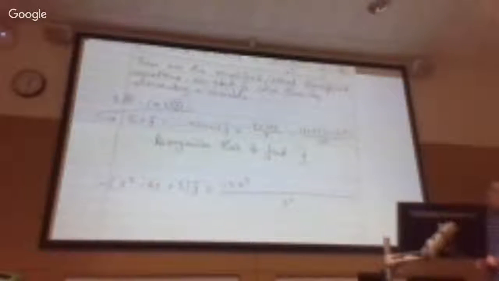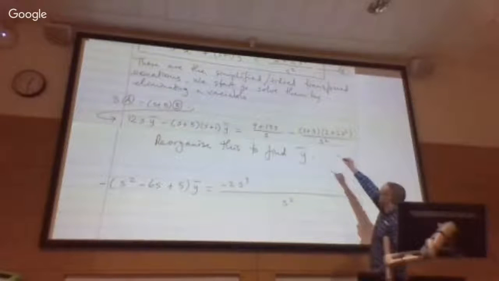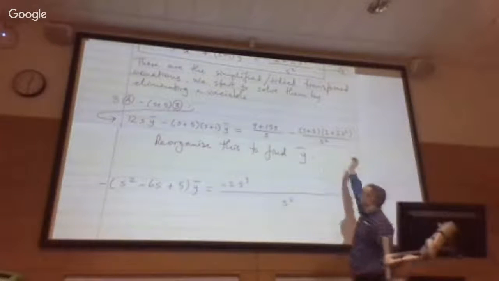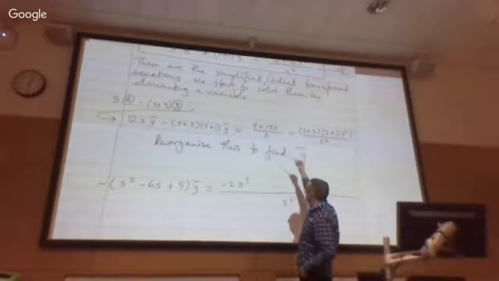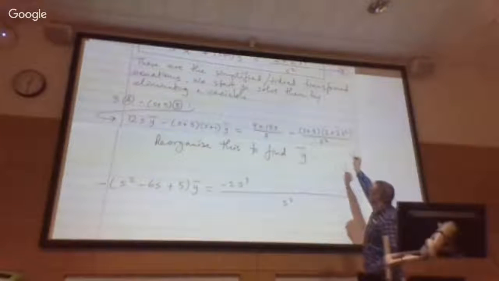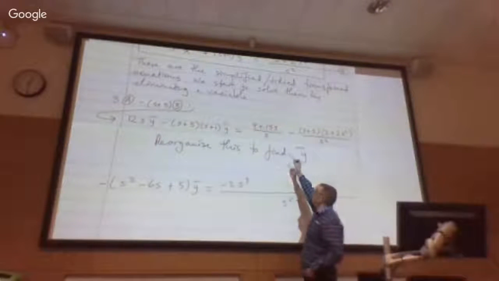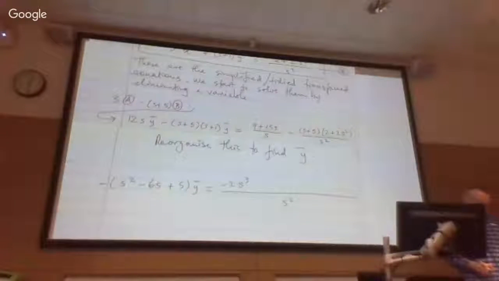Looking for s squareds: there's minus 10s squared there. And then you also get 15s squared there, because the 15s is over s, so you have to multiply above and below by s to bring it over s squared. So the minus 10s squared from the right-hand side combines with the plus 15s squared, so it should be plus 5s squared, I believe.